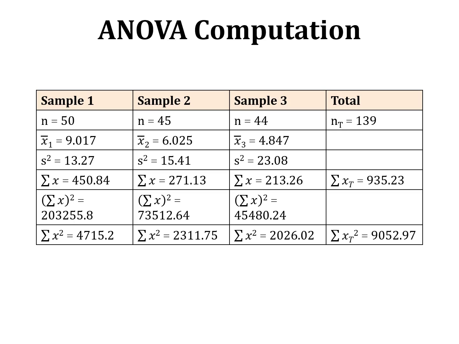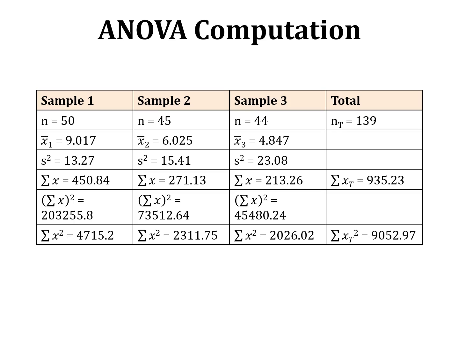The variance in sample number 1 is 13.27 millimeters. Variance in sample number 2 is 15.41 millimeters, and variance in sample number 3 is 23.08 millimeters. The summation x, which is the sum of all individual observations, for sample number 1 this is 450.84, for sample number 2 this is 271.13, for sample number 3 this is 213.26, and the total is 935.23.